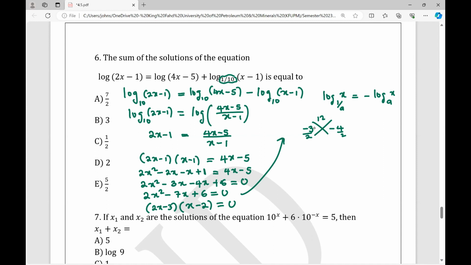So from here, we see that x minus 3 over 2 equals 0, or x minus 2 equals 0. So from here, x is 3 over 2, or x equals 2. Now we have to check which one do we reject.